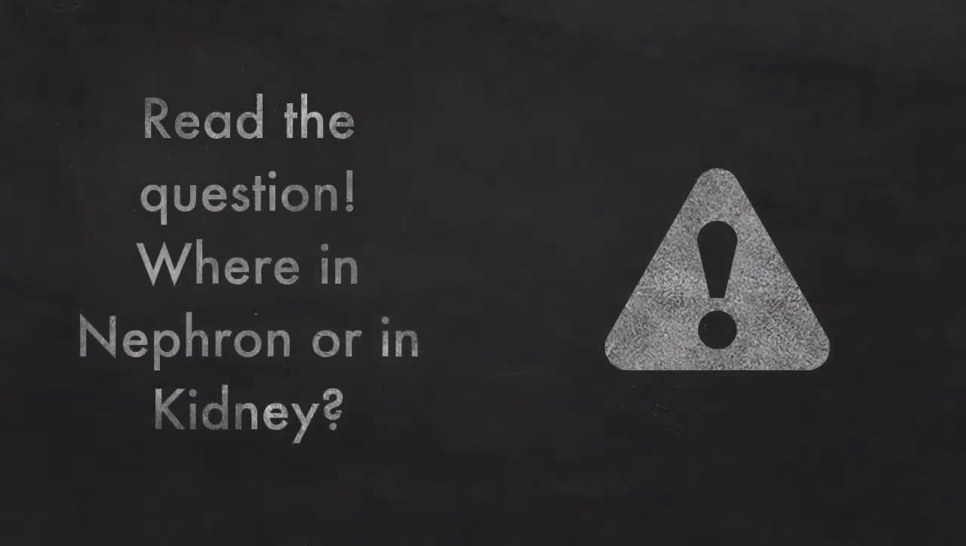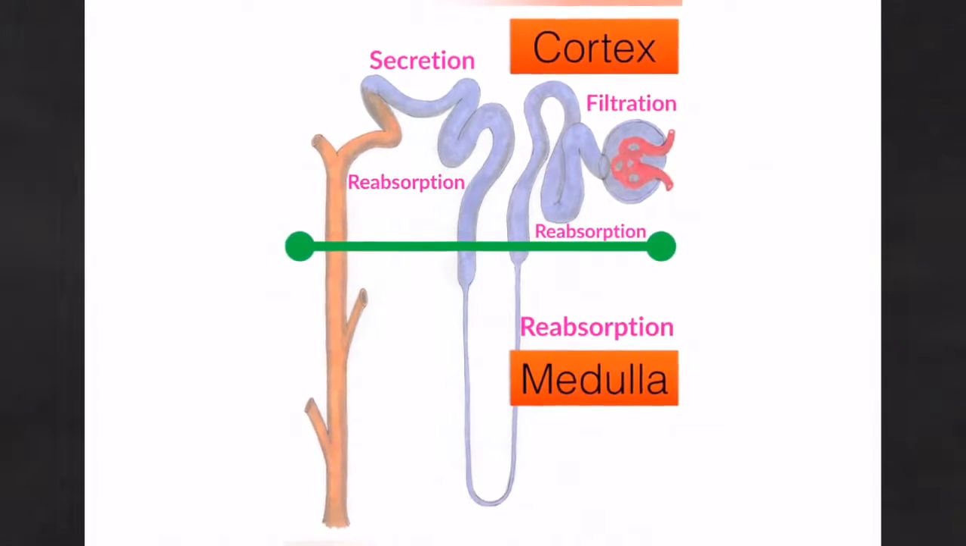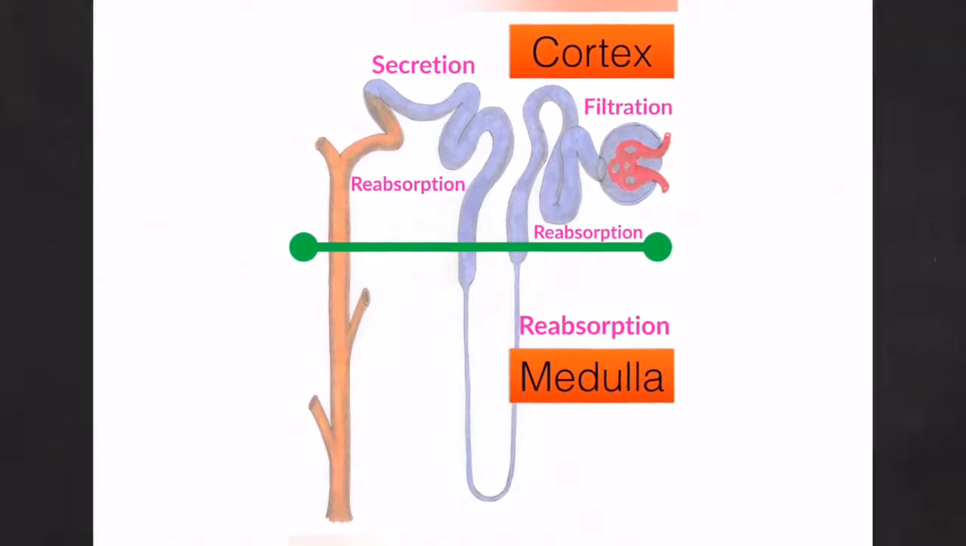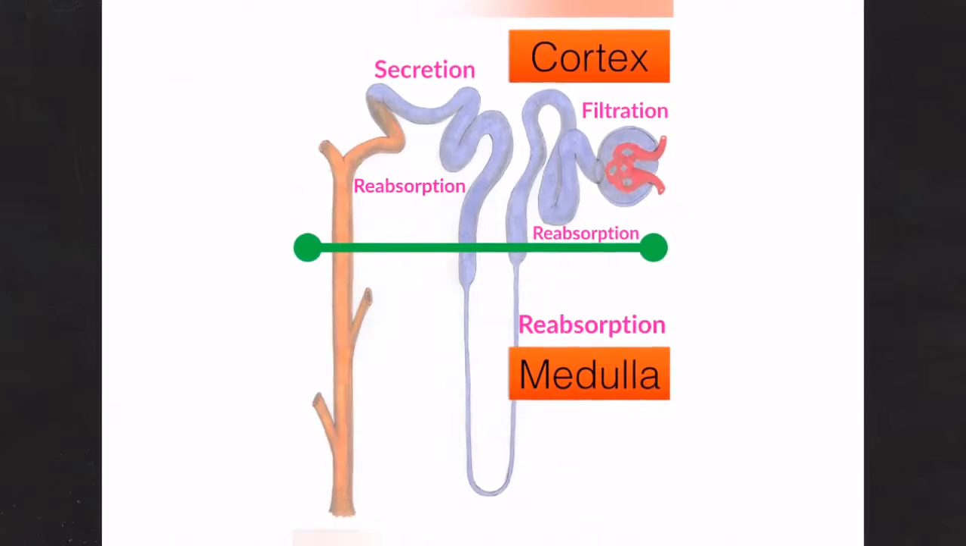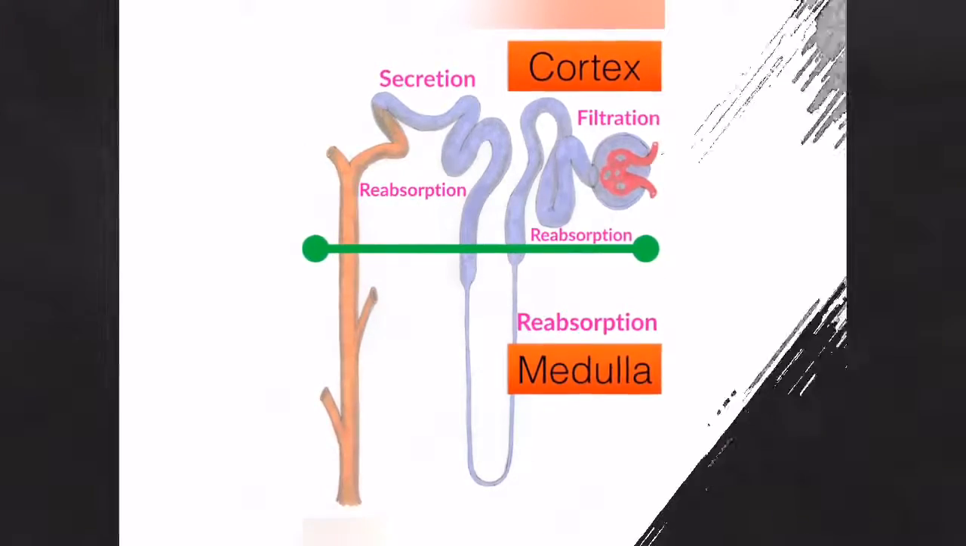If you do encounter a question on the kidneys, please read the question very carefully. Is it asking you where in the nephron or where in the kidney does reabsorption or filtration take place? So where in the kidney does filtration happen? It takes place only in the cortex. Where in the kidney does reabsorption take place? It takes place in both the cortex and the medulla.